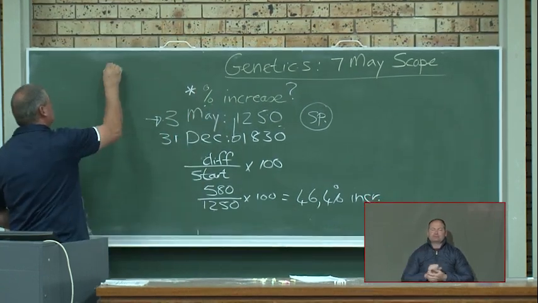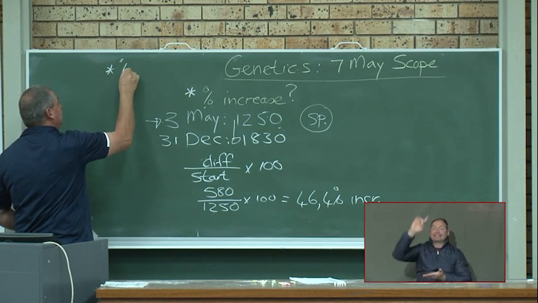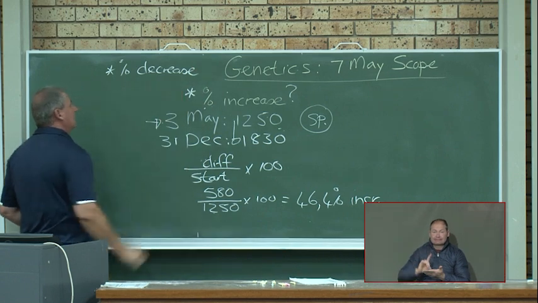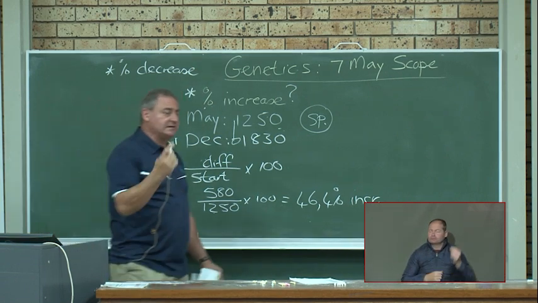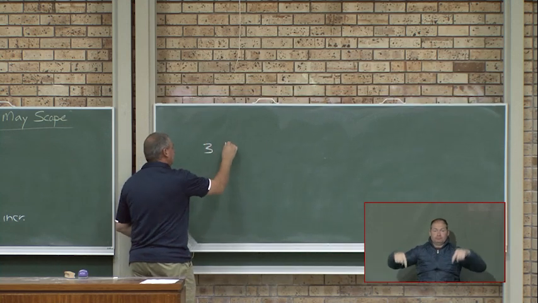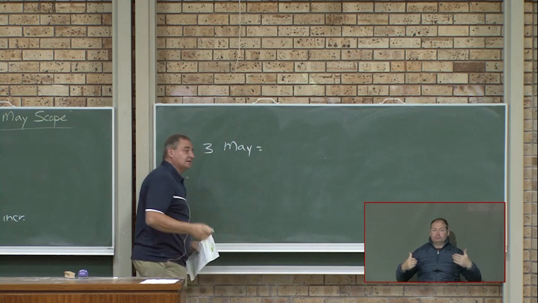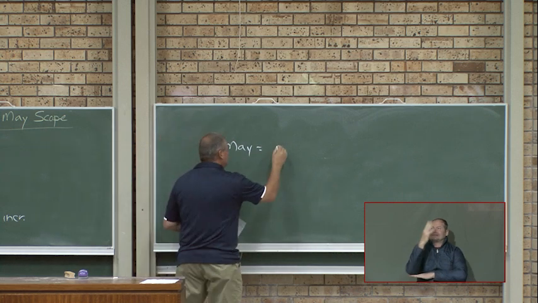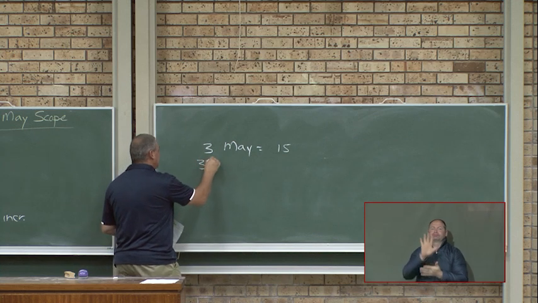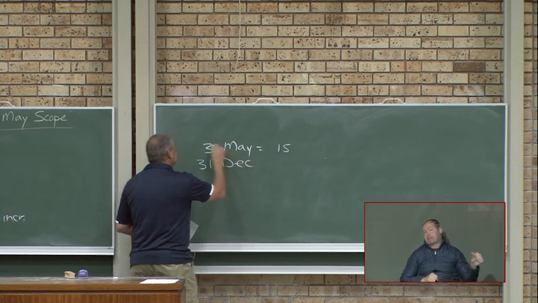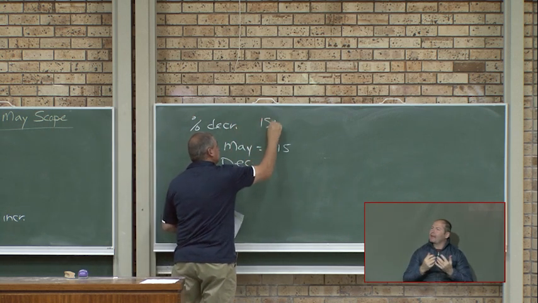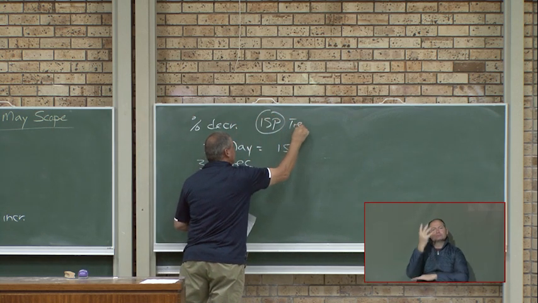Now, how to calculate percentage decrease? If they ask you to calculate, let's say on the 7th of May, the percentage decrease of something. Let's say we start off today on the 3rd of May. Of a certain kind of tree species, we had 15 of these trees. We come here at the end of the year and they want to know what is the percentage decrease in that particular species of trees that we have here on campus.